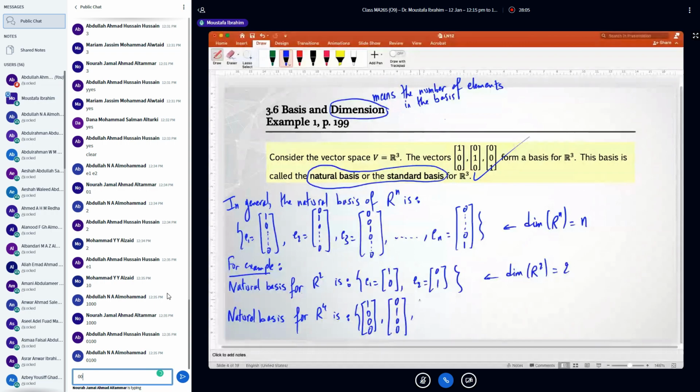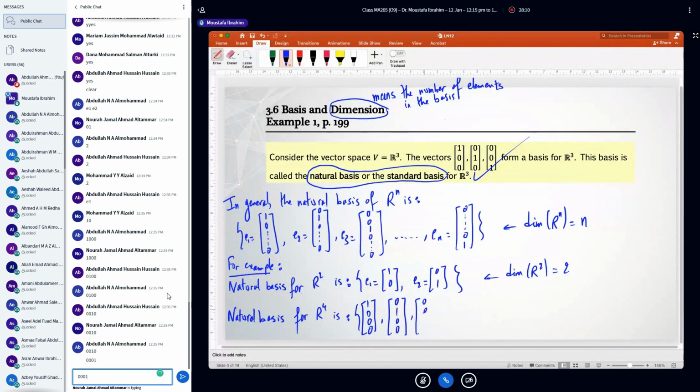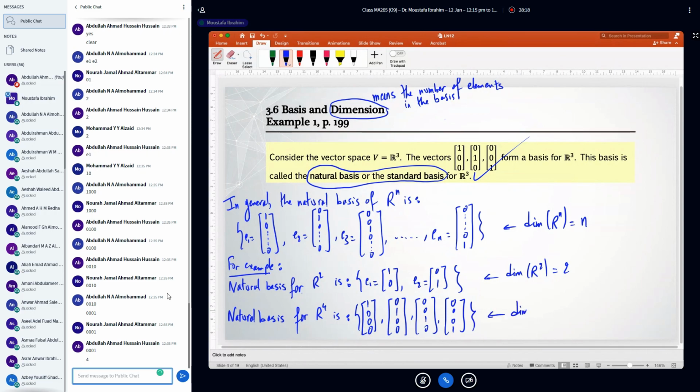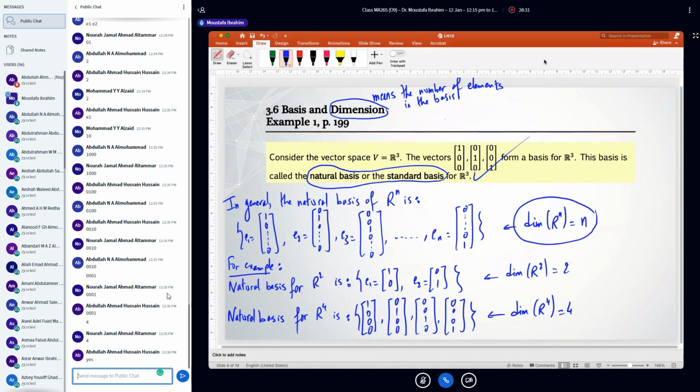Very good. Third, 0, 0, 1, 0. And this is the last one. So count how many we have. Dimension is 4, equal to 4. So basically, the dimension of Rn is equal to n, always true. Is it clear, guys? Please take a screenshot. It's very, very important.